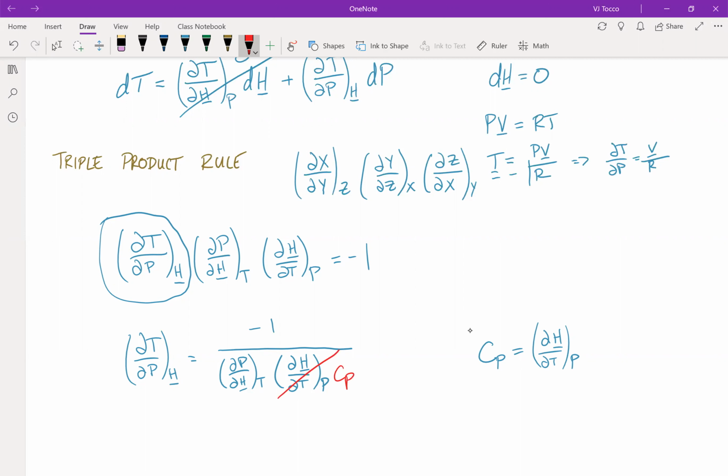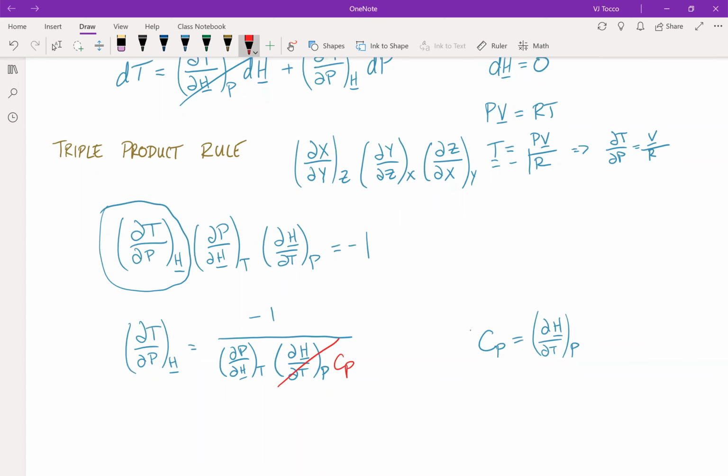So remember, the goal here is to relate what I want to know. I want to know dT dP at constant H to what I do know. So Cp is hopefully something that I could look up. Even if I don't have detailed thermodynamic data, I may be able to find what the heat capacity at constant pressure is. But we still have this pesky dP dH at constant T term, so what do we do with that?